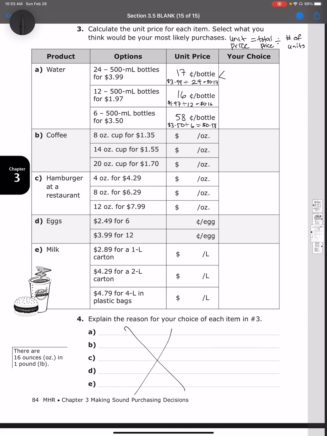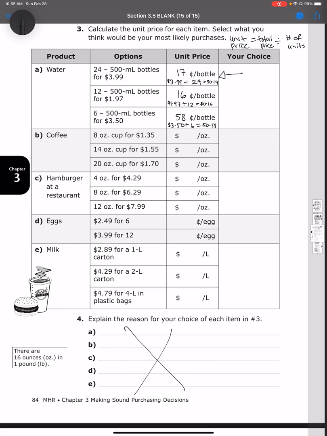Personally, I would buy this water package here. I get 24 bottles, with each bottle being valued at 17 cents. So I'm basically getting 24 bottles, each worth 17 cents. Whereas for the next one, I would get 12 bottles for 16 cents. Like, I'm obviously getting more bang for my buck with the first option. And then the last one, for 6 water bottles, each one would cost 58 cents. Like, that's way more expensive than the other two.